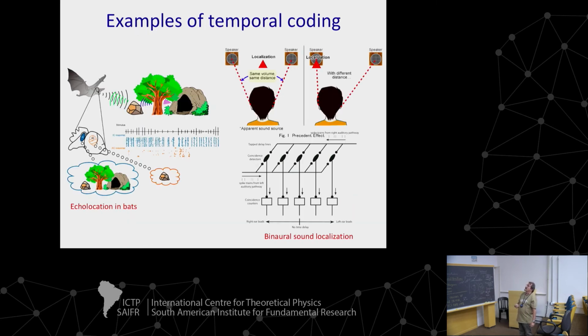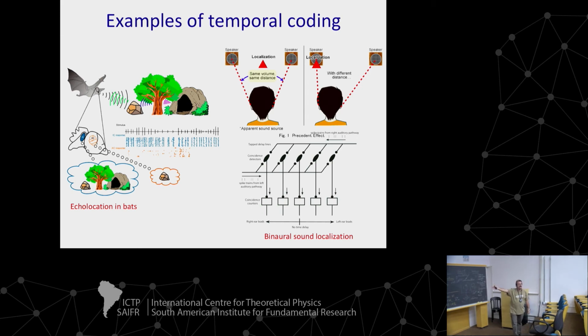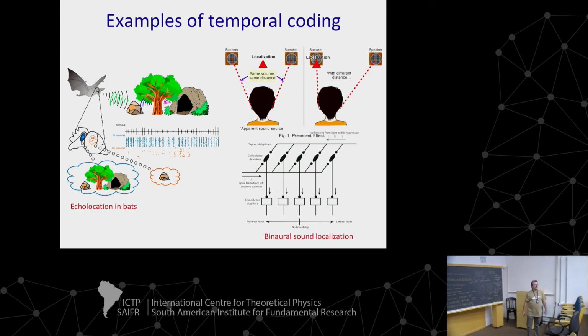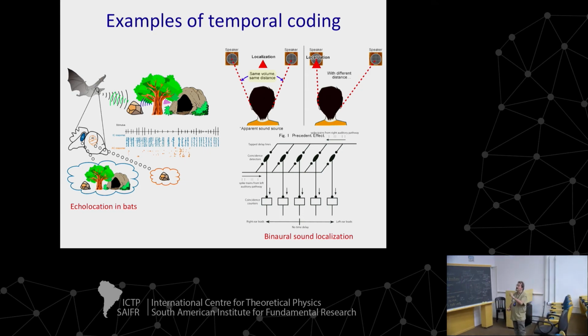There are some examples of temporal coding, for example, bats using the precise timing of spikes to echolocate, to create a representation of the space surrounding them. That's how they avoid us. For example, on the University of São Paulo campus, in the evening, you'll see lots of bats flying, and you can walk around the trees without even noticing that they are flying, because they can avoid you. They are quite good at this.